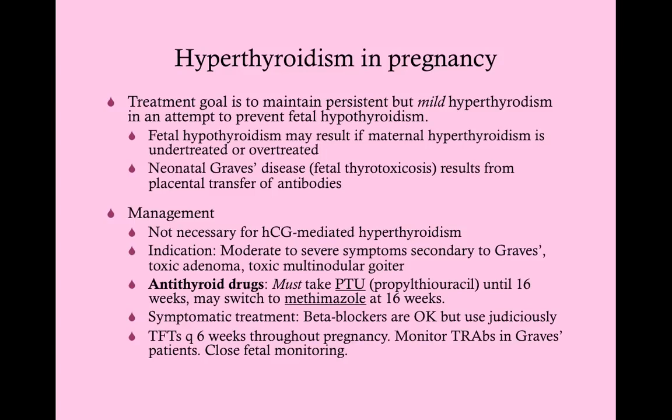So here's what I want you to take from this. This is important. When she is in her first trimester, up to 16 weeks, so slightly into the second trimester, she needs to be on PTU. You cannot give her methimazole early on in the pregnancy because of the teratogenic effects. So she needs to be on PTU during the first trimester up to 16 weeks.